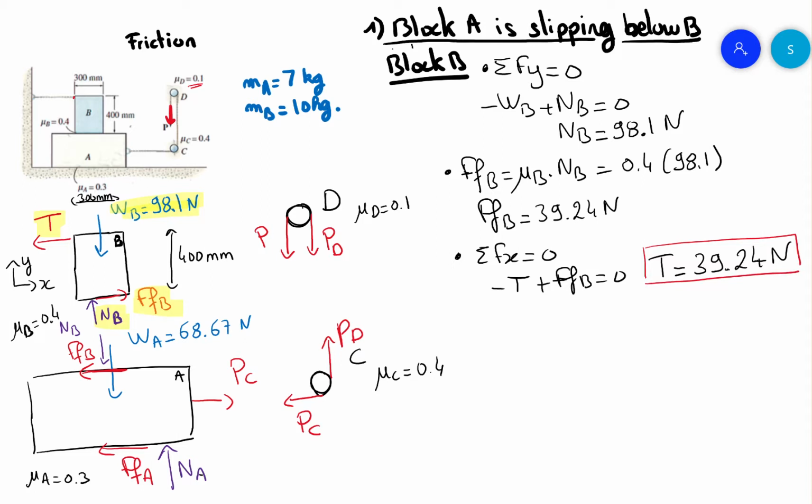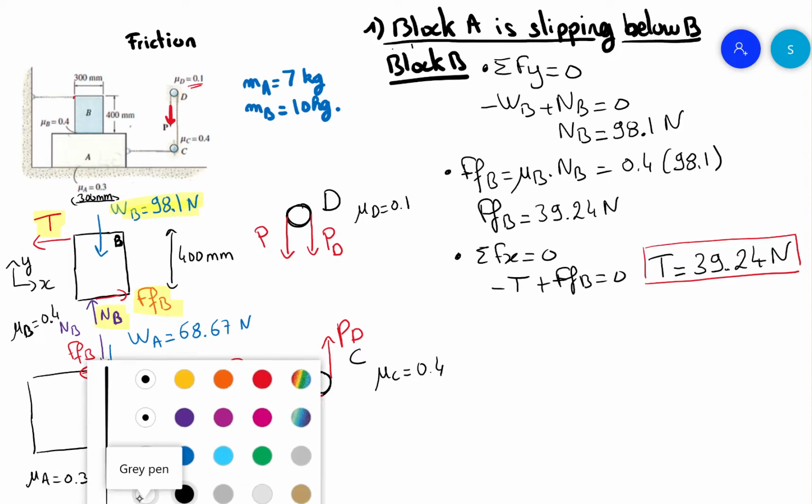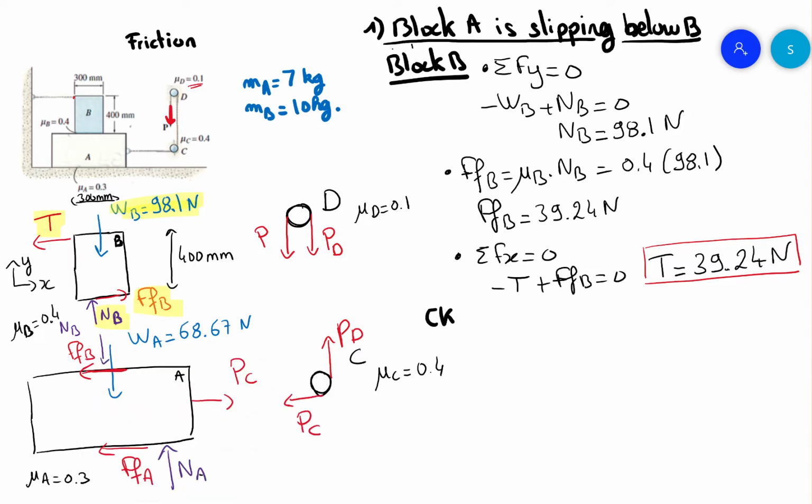So first possibility, T equal 39.24. Let's check. Is it possible that the block B and A are slipping, like the block A is slipping below the block B? If it's slipping, the force of friction and the normal force are below the block, somewhere below. So let's find the distance X, if the normal force is still below.